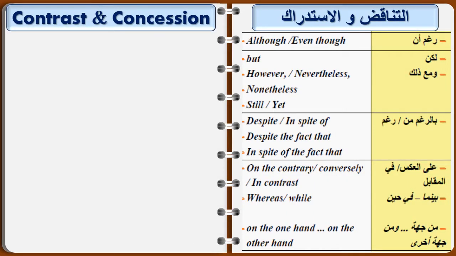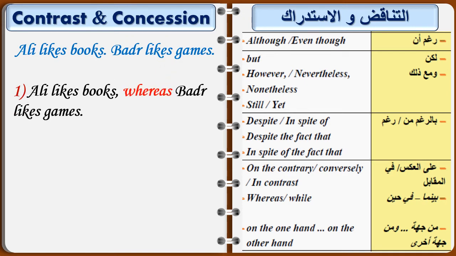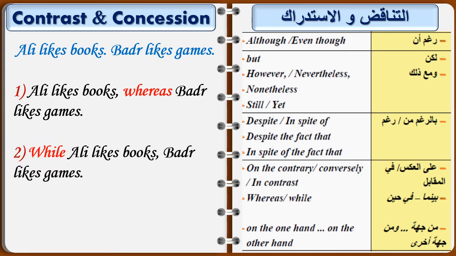We are still here, contrast and concession. Ali likes books, Badr likes games, or Ali likes reading books, Badr likes playing games. Here we have contrast, تناقض. Ali likes books, whereas Badr likes games. علي يحب الكتب بينما بدر يحب الألعاب أو بالمقابل. Or we can use while.